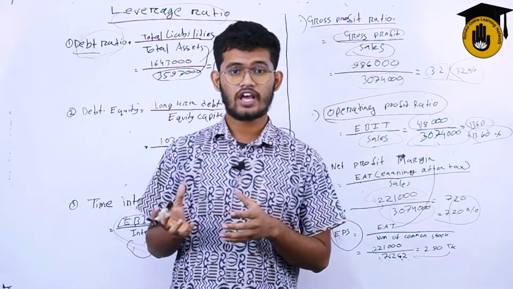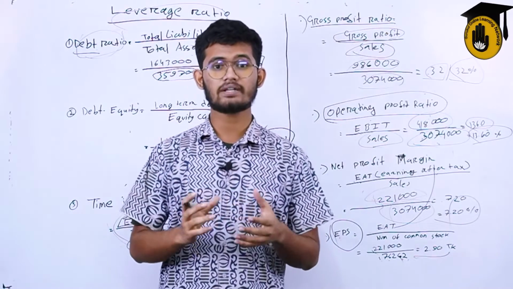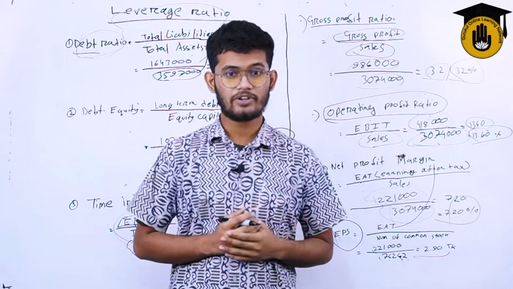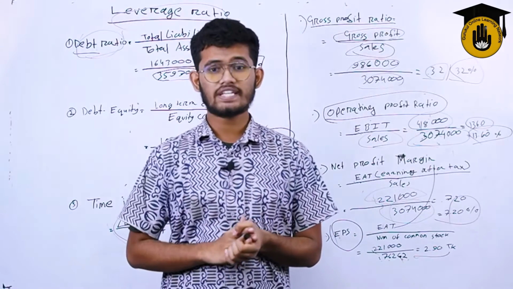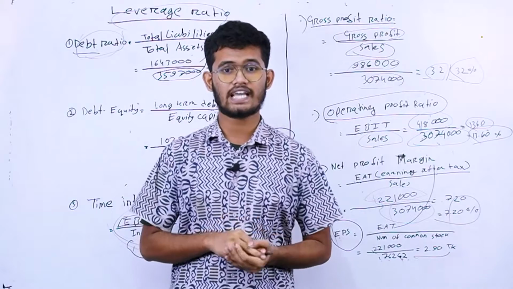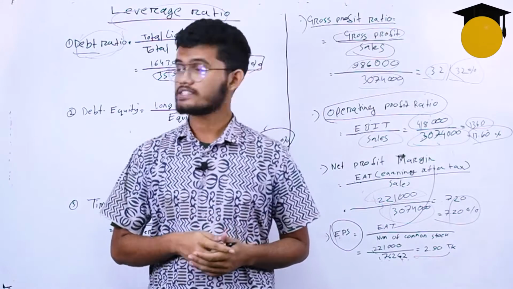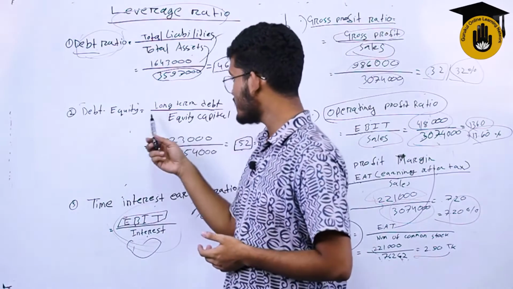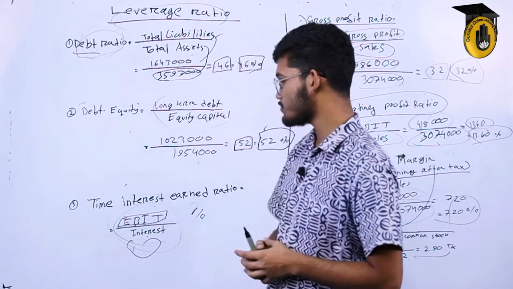The measurement is taken by the debt equity ratio, just as the previous one. So this ratio indicates the relative proportions of debt and equity in financing the assets of a firm. This is the equation and the formula given as follows.